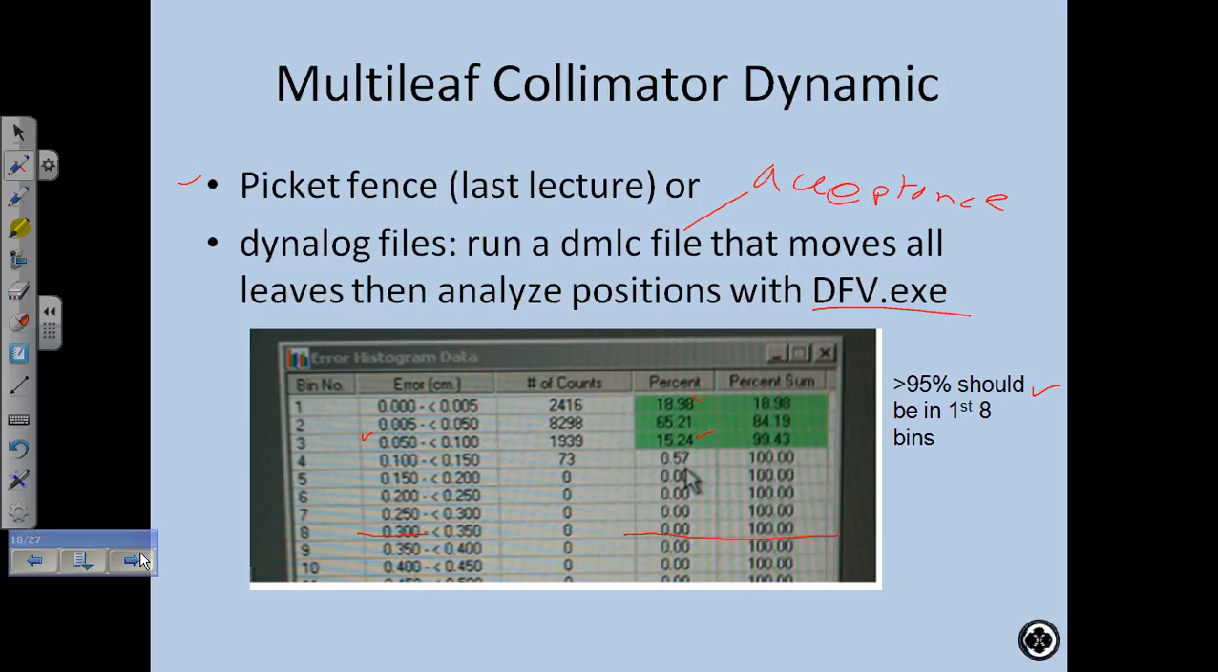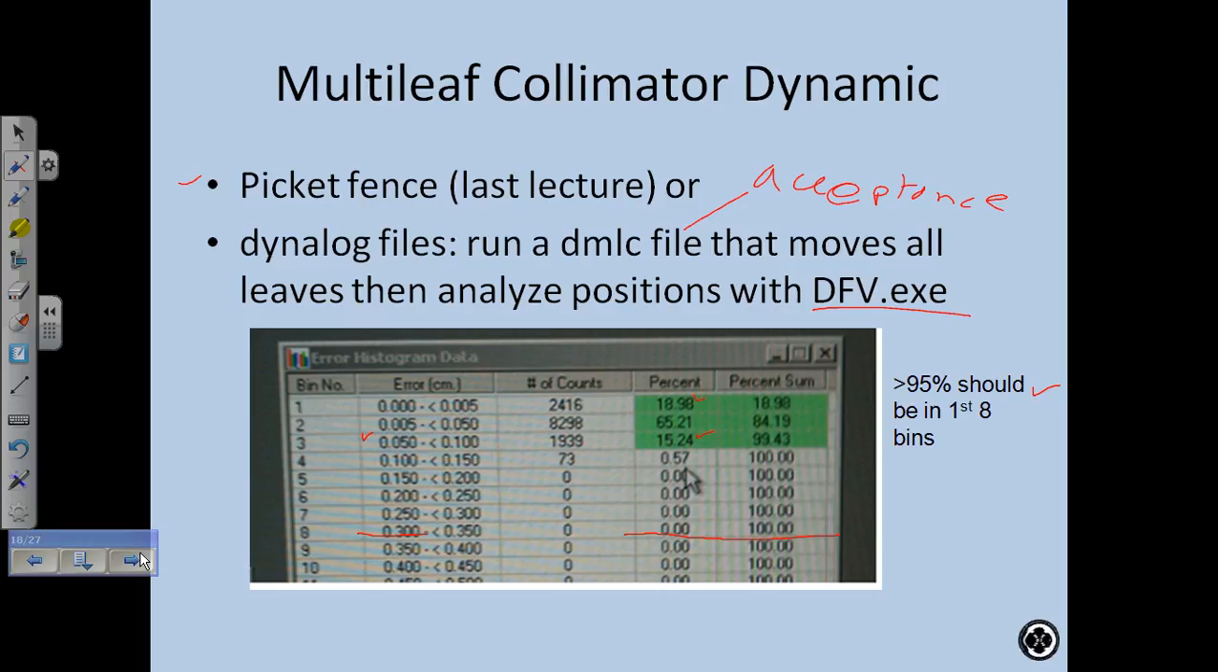Now, you need to do this test at a certain dose rate, and for a certain number of monitor units. Because if you increase your dose rate, the leaves are going to march faster, and your errors go up. So you always have to do that at a certain dose rate, a certain number of monitor units.